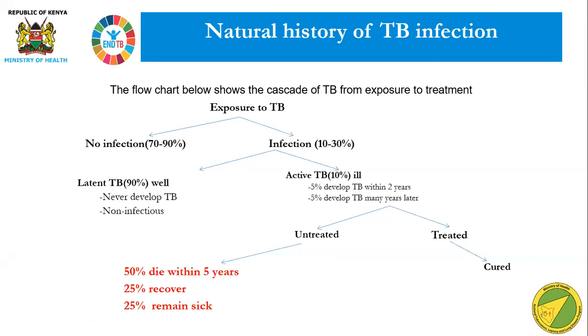So this population, if treated, they get cured. Majority will get cured as long as they adhere to treatment, and they don't have resistance to the drugs. So if this population is not treated, then 50% will die within the first 5 years, and this is what usually happened very early in the years before the World War II, Second World War, that is, when there were no drugs.